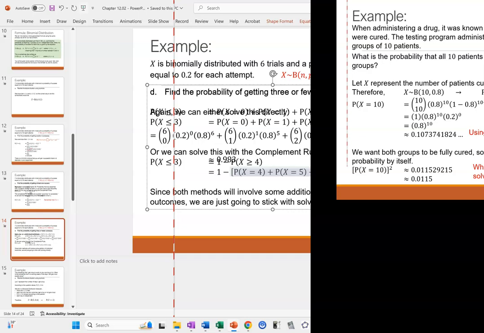Since I know that binomial distributions are independent, instead of thinking about this as 2 groups of 10, where I need 10 cures and 10 cures, I could have also thought about it as one group of 20 where I needed 20 cures. So if I chose this instead to be N is 20 and R is 20, and then did the same thing, I would have gotten the exact same answer. So you could have thought about it that way as well.